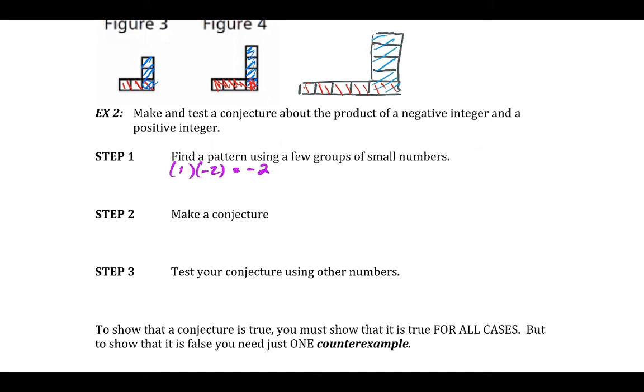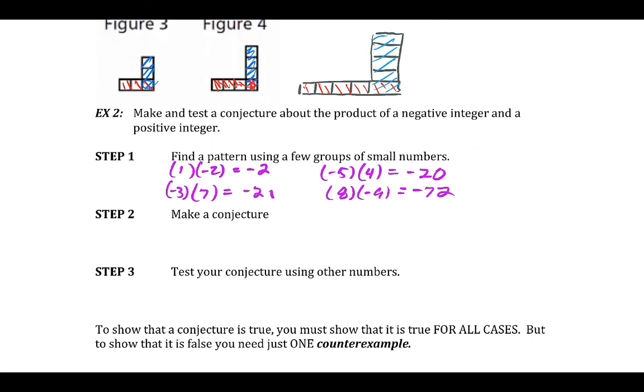What's that become? Negative 2. How about negative 3 and positive 7? That one will give us negative 21. Again, I'm just making ones up. How about negative 5 and positive 4? It'll be negative 20. And how about another one? How about positive 8 and negative 9? That will give us negative 72.